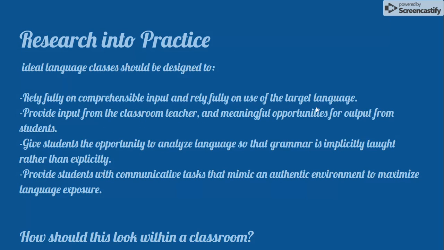Now, looking a little bit further, how this research reflects into our practice, how everything we just looked at is implemented into a second language classroom. According to these theories, an ideal language class should be designed to rely fully on comprehensible input and rely fully on the use of the target language, provide input from the classroom teacher and meaningful opportunities for output, give students the opportunity to analyze language so that grammar is implicitly taught rather than explicitly, and provide students with communicative tasks that mimic an authentic environment to maximize language exposure.